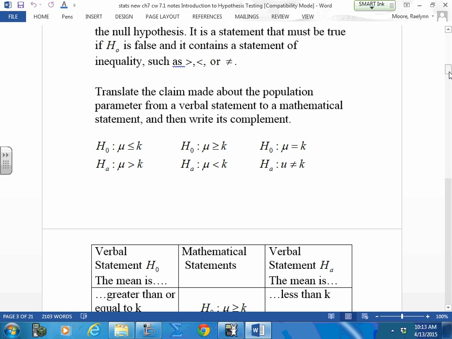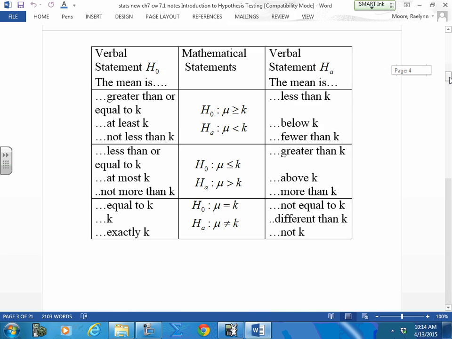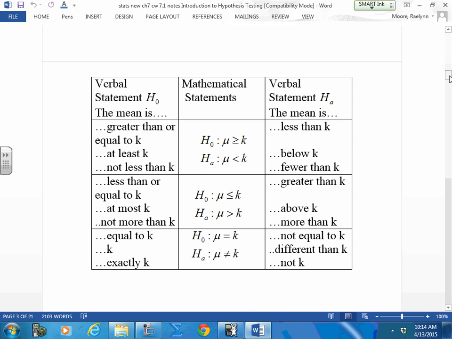So, to translate the claim about a population parameter from a verbal to a mathematical statement, we translate it using the greater than, the less than, the equal to sign, and then we find its complement, the exact opposite of that. Our claim could be the alternate one. It could be the null one. We have to look at those. I put a little chart in here that will help you figure out where you're going with this.